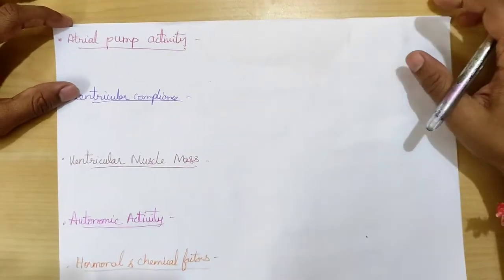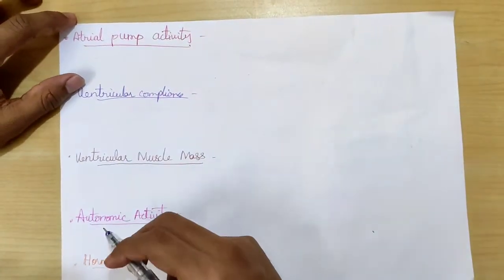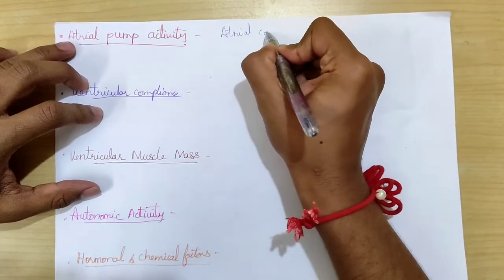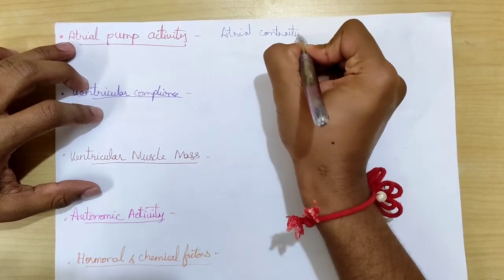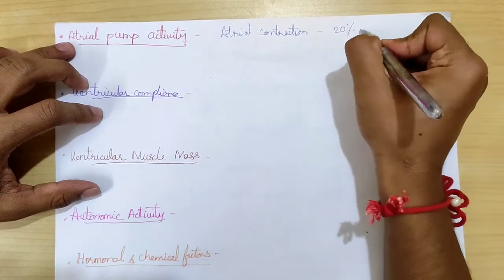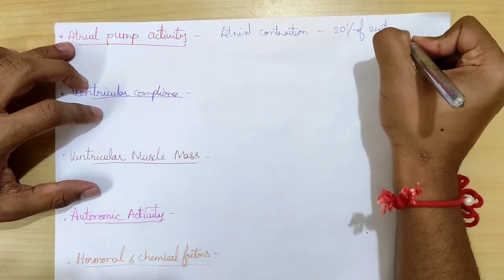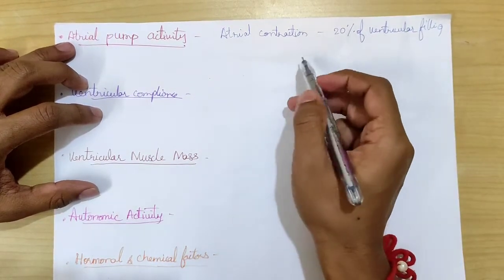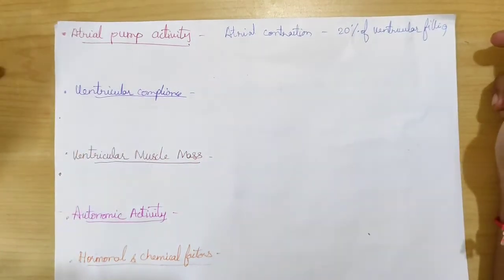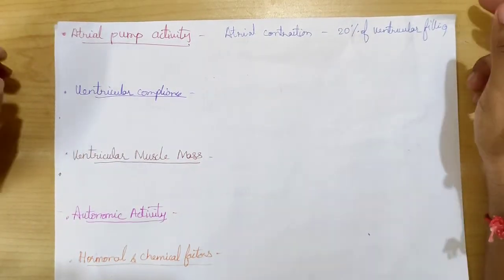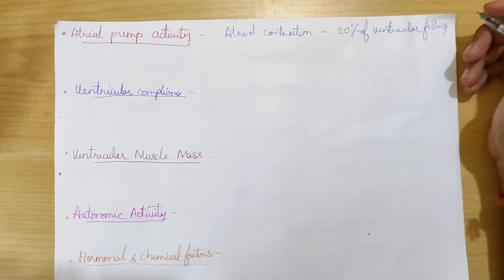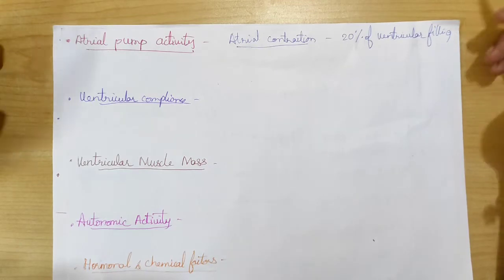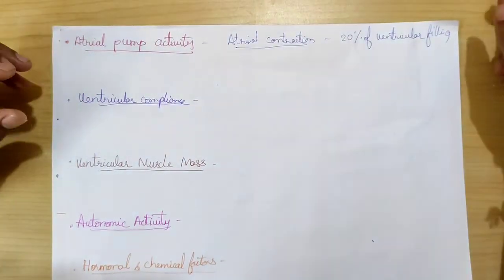The next factor affecting the preload is the atrial pump activity. You know that the atrial contraction helps in 20% of the ventricular filling. Though this is not much significant, it is mostly significant in cases like exercising heavily. In that, the diastolic duration decreases, so the atrial contraction is the main mechanism for pumping more blood. So the atrial contraction helps in cases of heavy exercise.